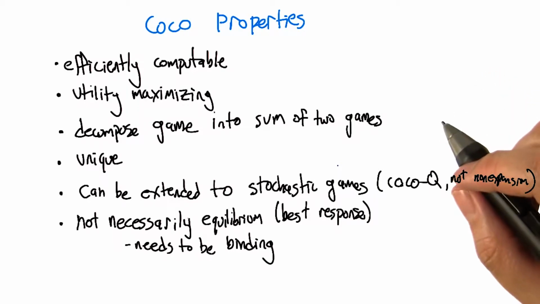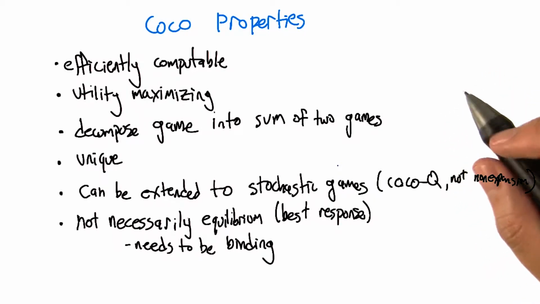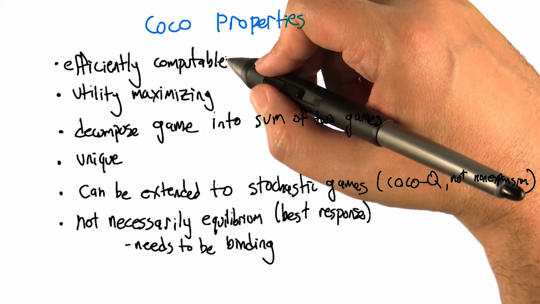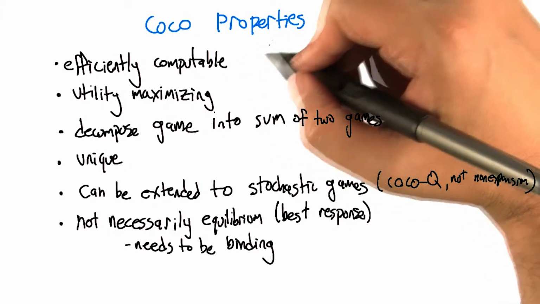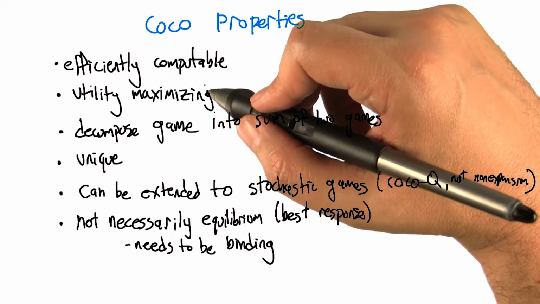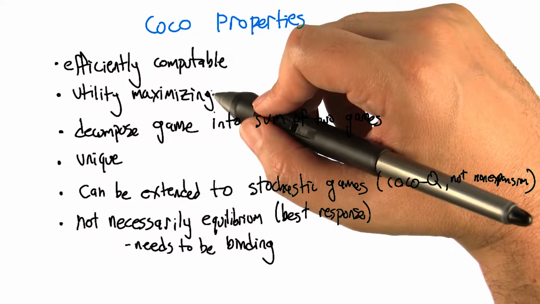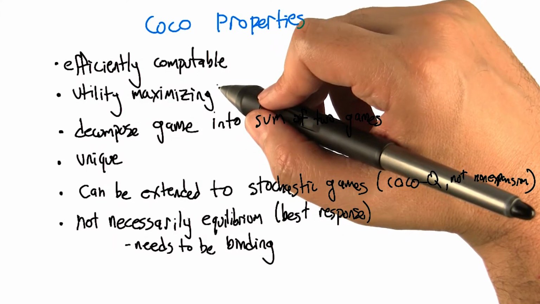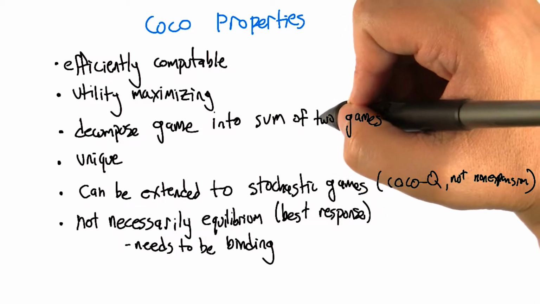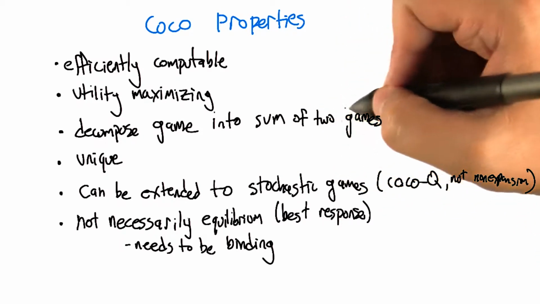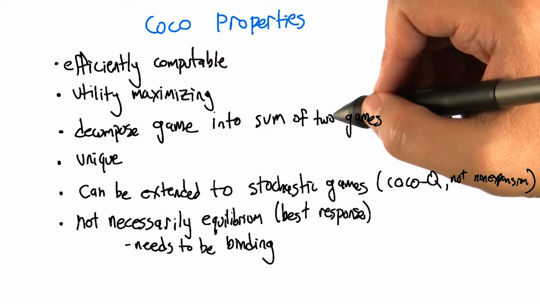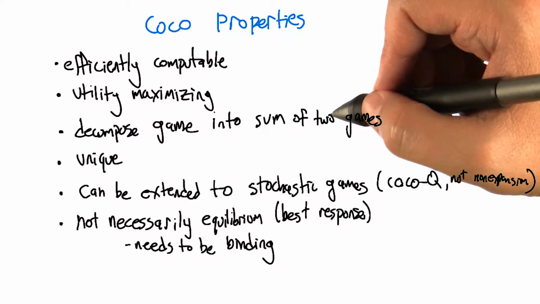So to wrap things up from the perspective of Coco values, we learned a couple things. We learned that they're efficiently computable because we can do it with a simple maximization and a linear program added together. What we end up getting is a behavior that's utility maximizing for the two players, and then they split it up afterwards. You can think of it as actually decomposing a game into a sum of two games, one of which is purely cooperative and one is just purely competitive. We're just kind of shifting around the utilities, but we do it in a way that leaves us with two really nice games to work with.